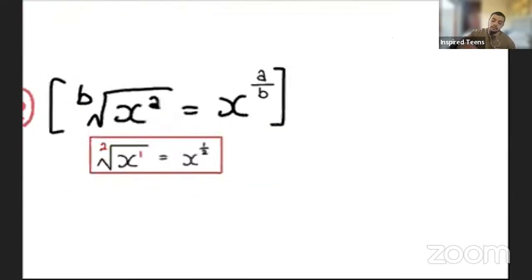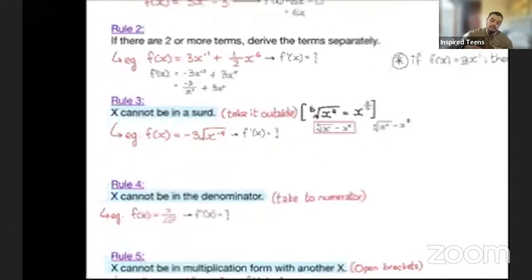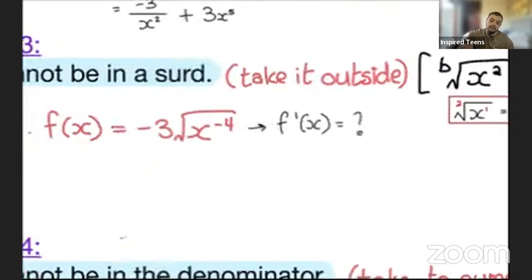Okay, so let's quickly look at another example of that. Let's just say we had the fourth root of x to the power of 3. This would become x to the power of 3 over 4. Okay, so that's how we take something out of a surd. All right, that's fairly simple. So let's have a look at this.